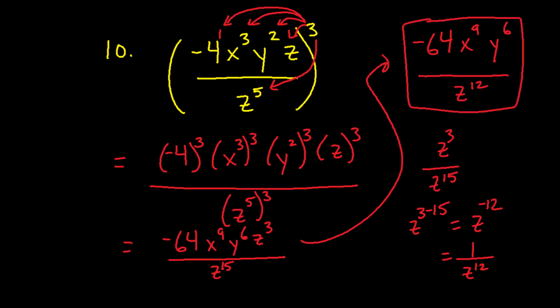Another way to do that without having to go into negative exponents is just to realize that you have z times z times z in the numerator for z cubed, and in the denominator you have 15 factors of z. If you were to cancel 3 of those, 12 of them would be left over in the denominator. So that's the final answer to this problem.